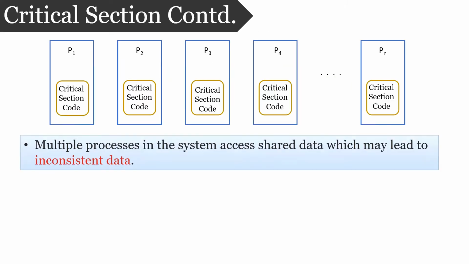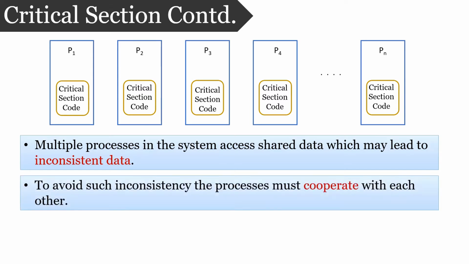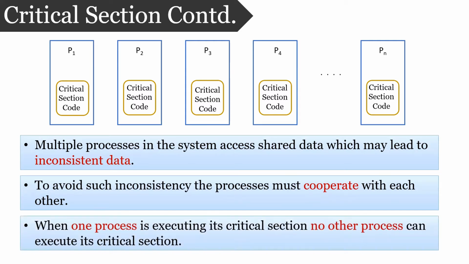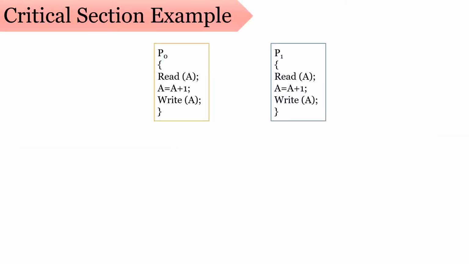While accessing the shared resources, the processes may produce inconsistent data. To avoid this inconsistency, the processes accessing shared data must cooperate with each other. For this, when a process is executing in its critical section, no other process should be allowed to enter its critical section. Let us understand this with the help of an example.